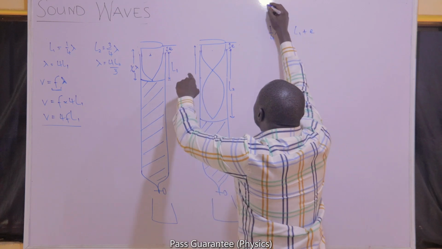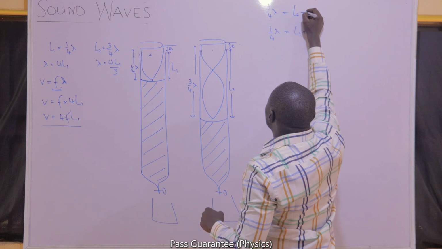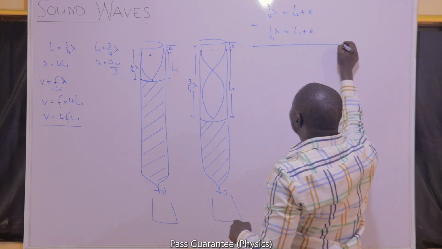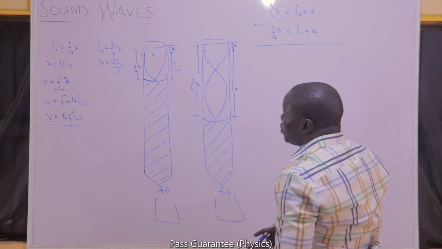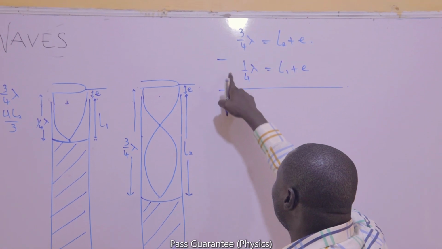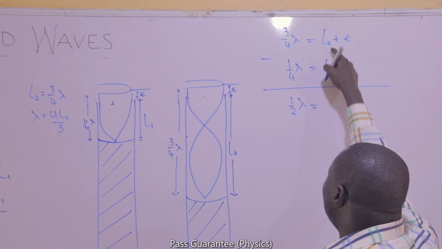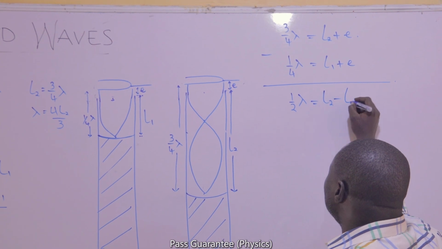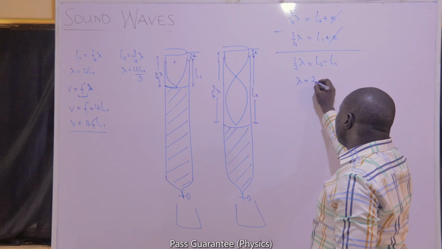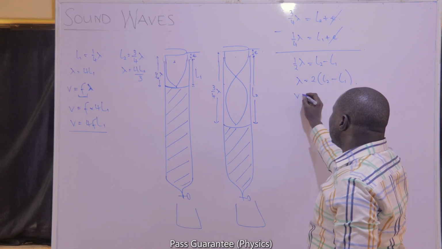And also 3 over 4 lambda will be L2 plus the end correction. If we subtract, by solving them simultaneously, 3 over 4 minus 1 over 4 will give you half lambda, equals L2 minus L1, and E cancels out. So lambda is equal to 2 times (L2 minus L1), that means that V is equal to F lambda.